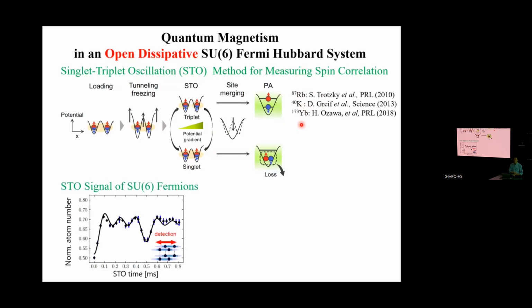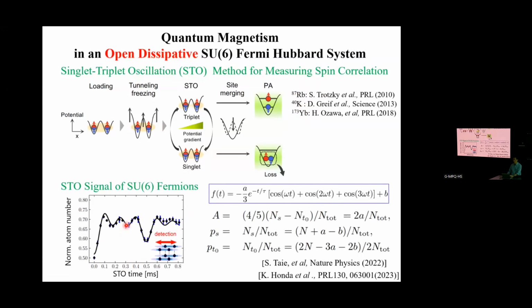Okay. And this is a typical STO signal of SU(6) fermions. And we fit this experimental data with this function. And from this fitting, we can deduce the important quantity of spin correlation, the normalized STO amplitude A, and also the singlet fraction and triplet fraction, like this. For the detailed derivation, please see these papers.